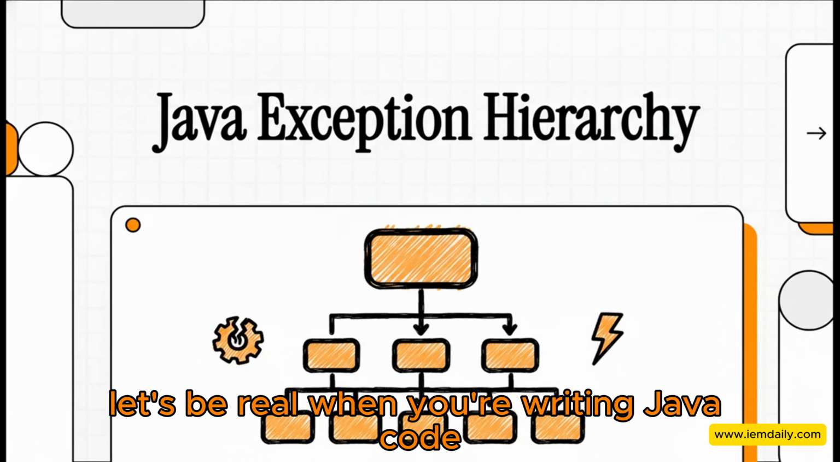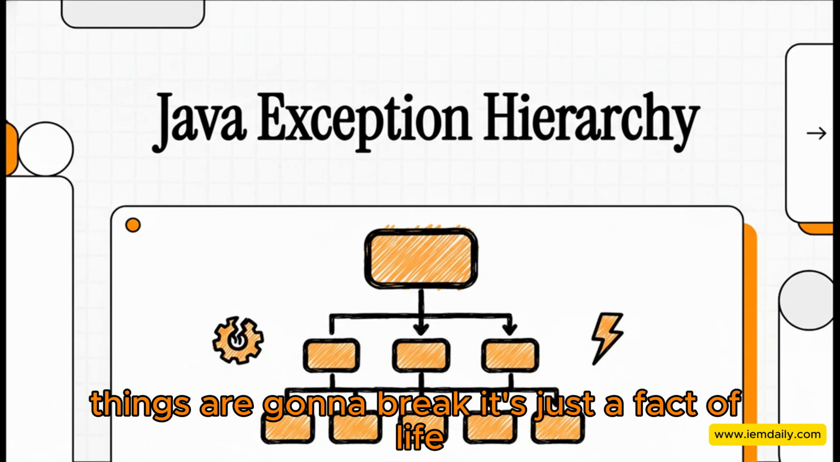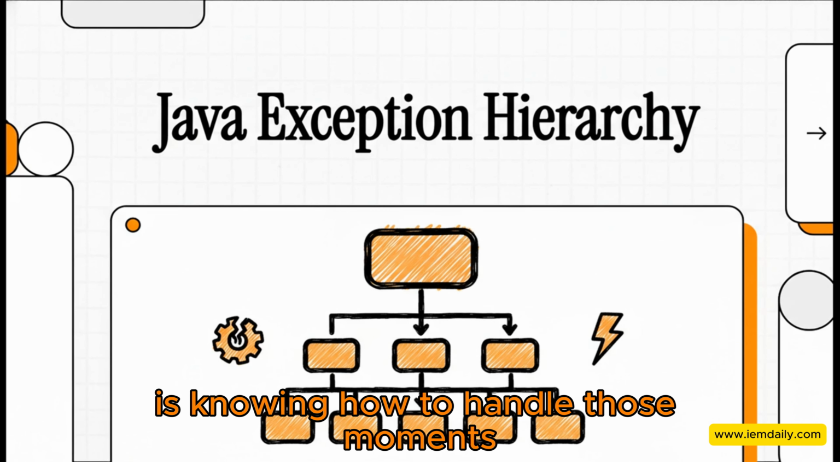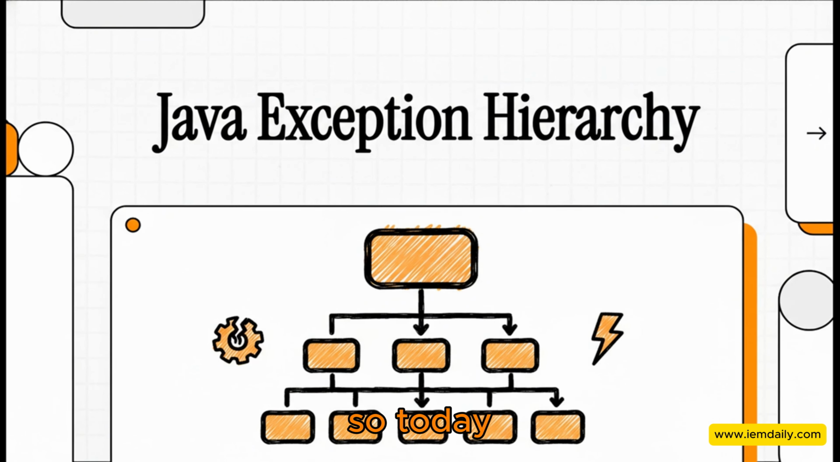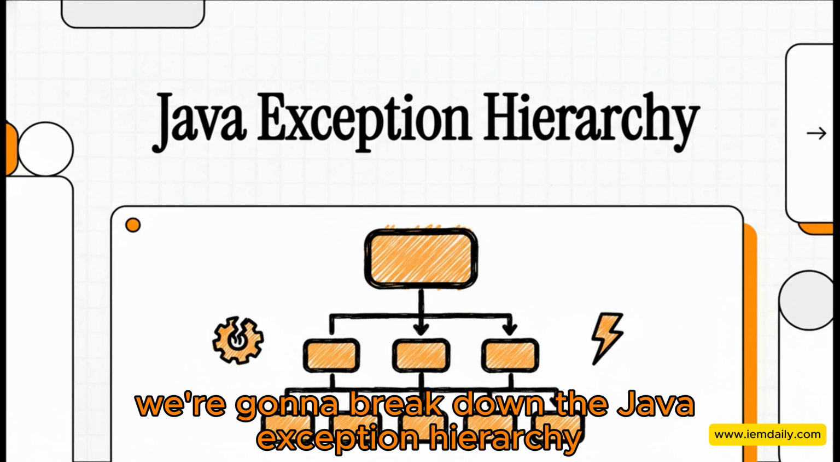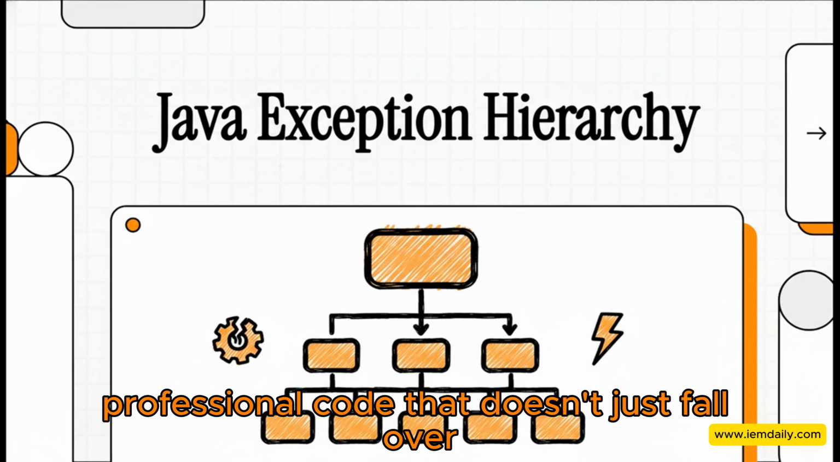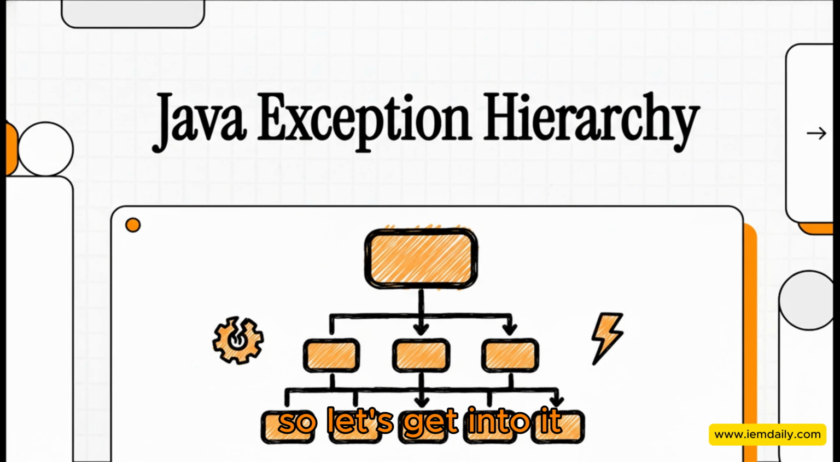Let's be real. When you're writing Java code, things are gonna break. It's just a fact of life. But what really separates a beginner from a pro is knowing how to handle those moments. So today, we're gonna break down the Java exception hierarchy. Mastering this isn't just about passing your next exam. It's a core skill for writing stable, professional code that doesn't just fall over at the first sign of trouble. So let's get into it.